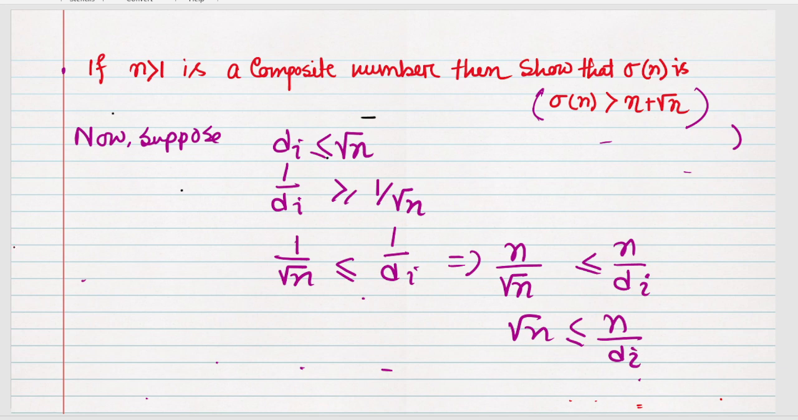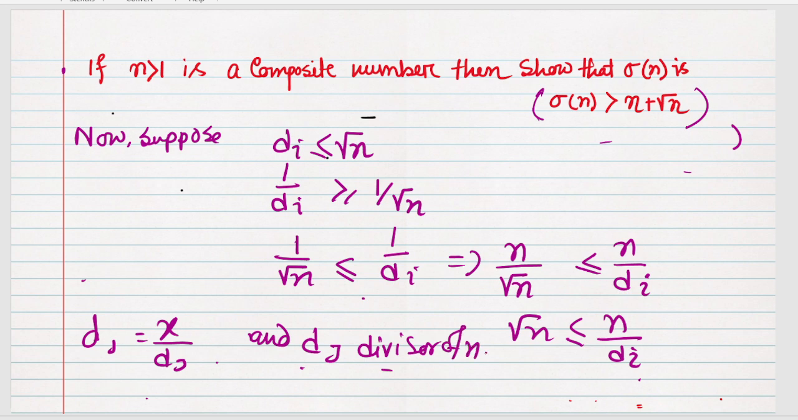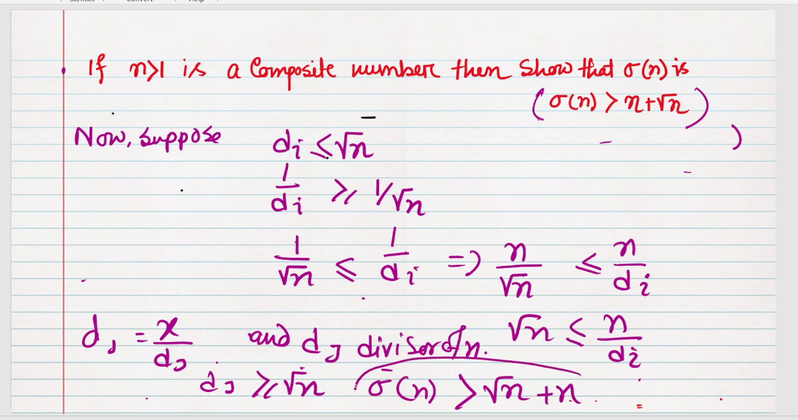So for d_j equals n by d_j, and d_j is a divisor of n, and d_j must follow that it is greater than root n. That means sigma of n must be greater than n plus root n, which concludes our proof.